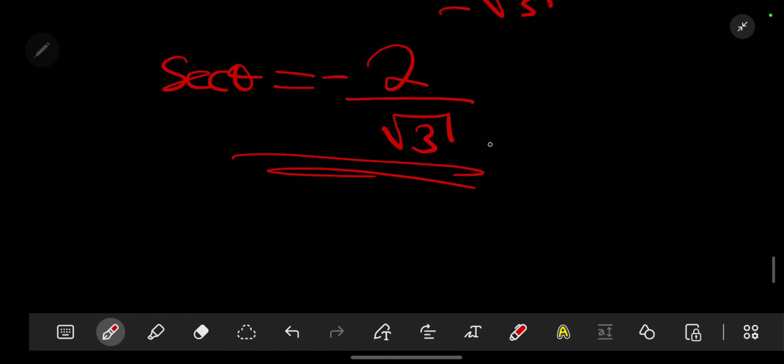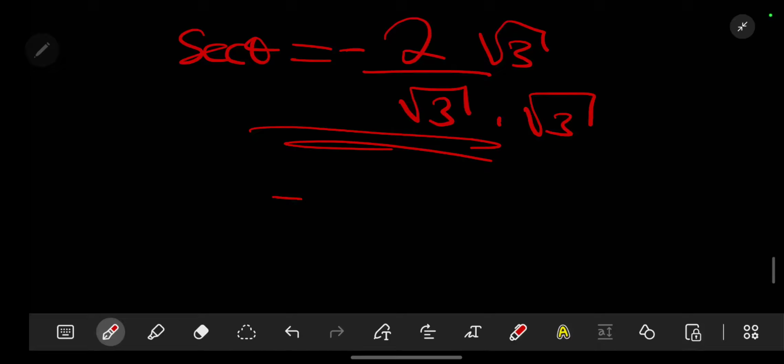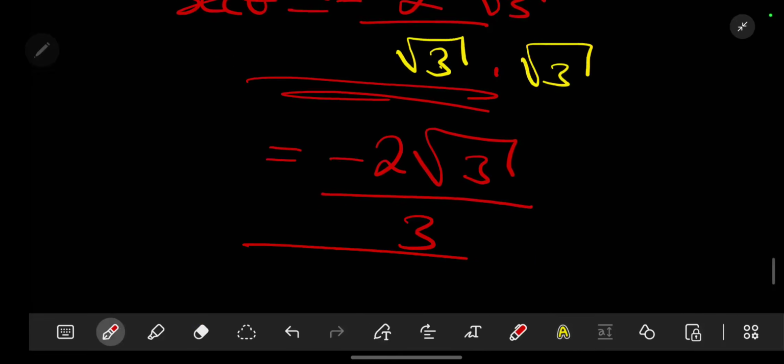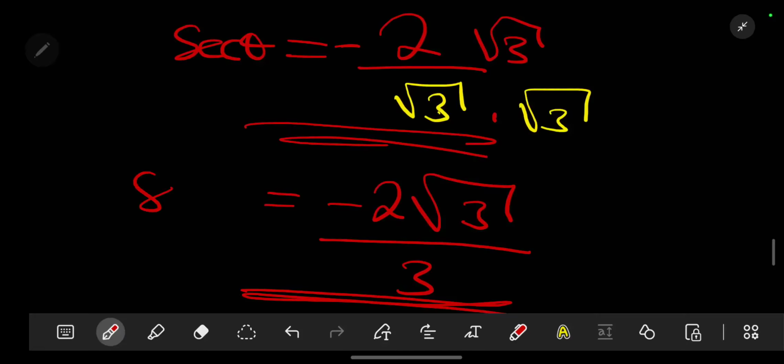So we can find the conjugate by multiplying the root of 3. Root of 3, they are in conjugated form. So we have negative 2 root of 3 over whatever. If you are just multiplying like this, just keep what is inside. If the root is the same and the numbers inside are the same, just keep what is inside. So this is our answer. So this is our sec of 510 degrees.